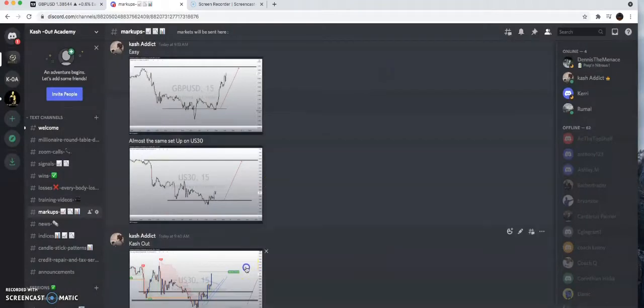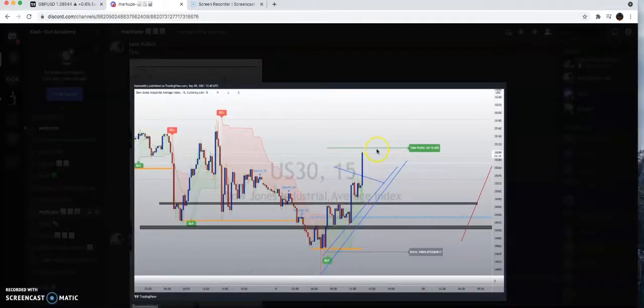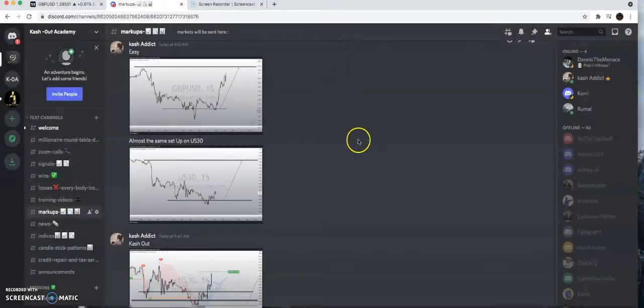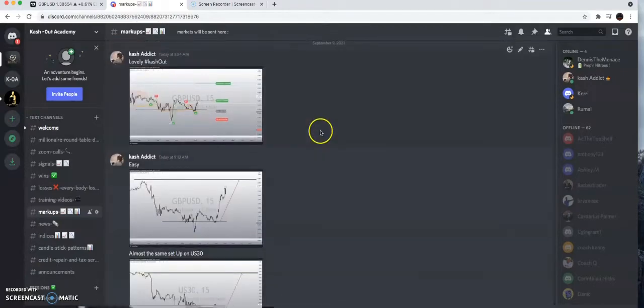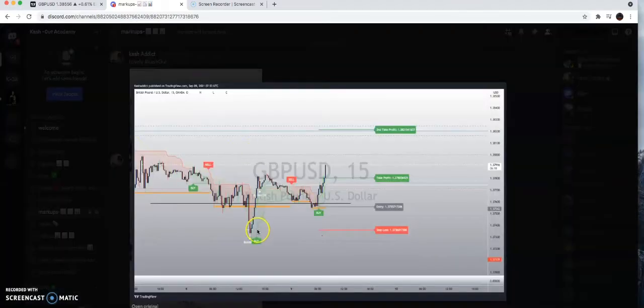So this is US30. This is what US30 ended up doing. Now what you're looking at right here is the Cash Out indicator. It gave you the buy US30, TP, the entry, and the stop loss. Same thing with GBPUSD. It gave us the buy on the head and gave us another buy on this last shoulder.